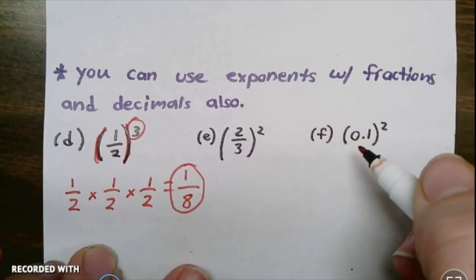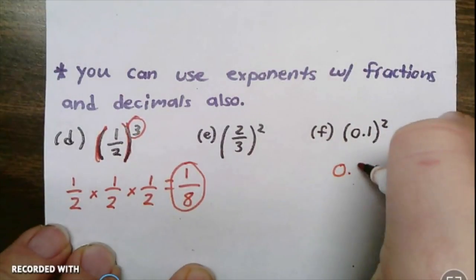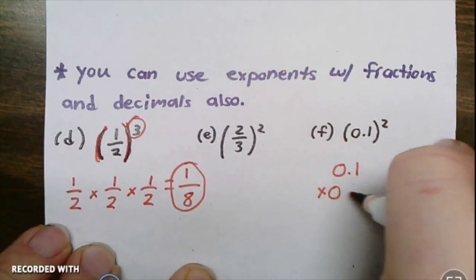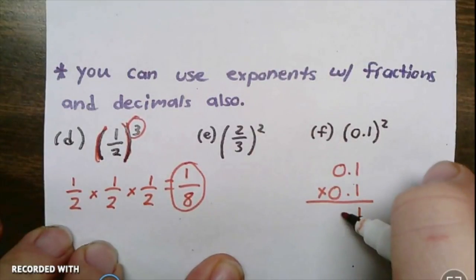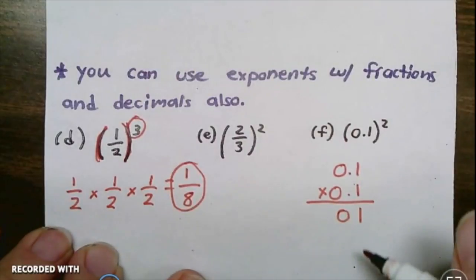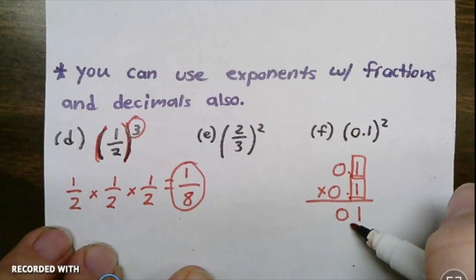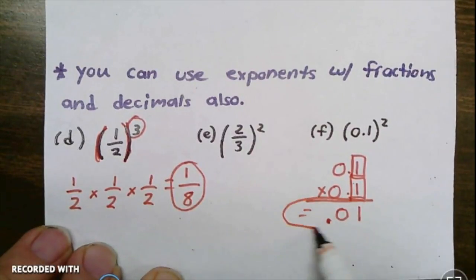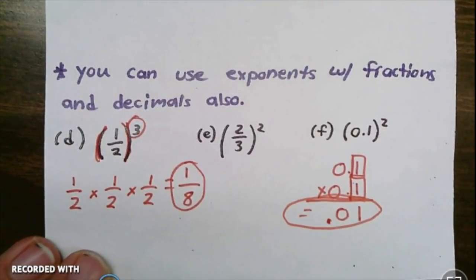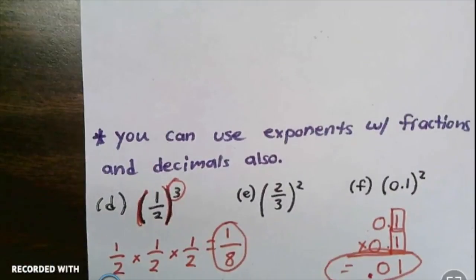What about decimals? Well, this means that I've got 0.1 times 0.1. So 0.1 times 0.1. 1 times 1, 1 times 0. Okay, and then how many decimal places are there? 1, 2. So my answer is 0.01. And that's this entire lesson. So finish those few problems, bring them to class tomorrow. Go ahead and get to work.